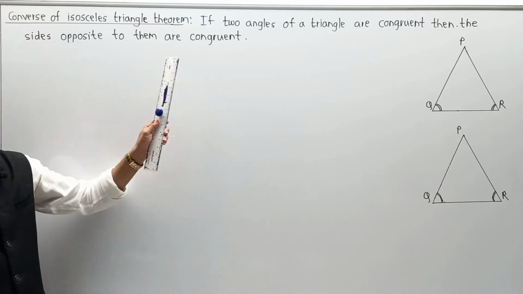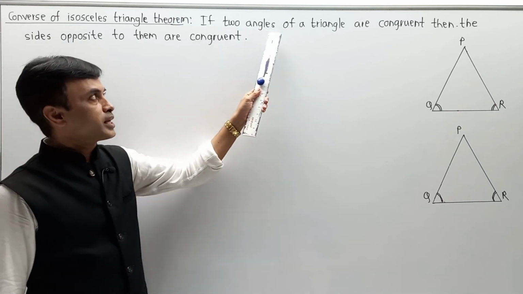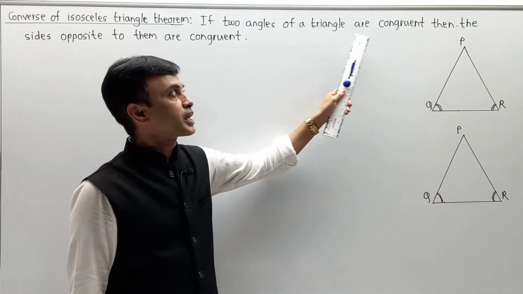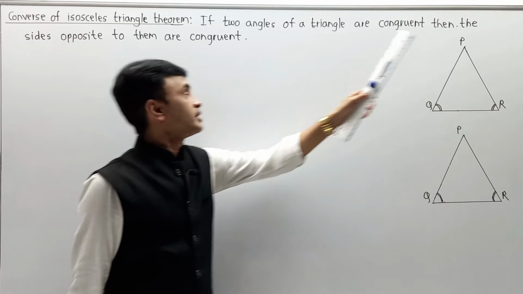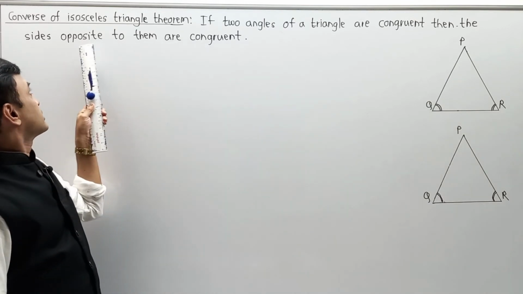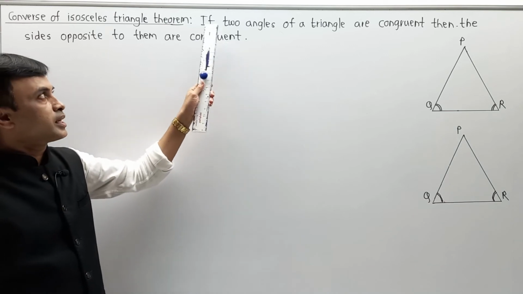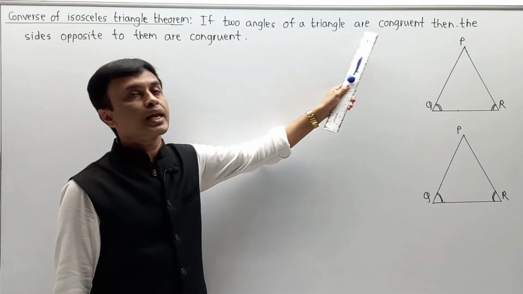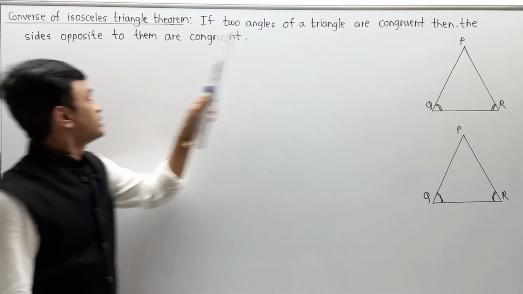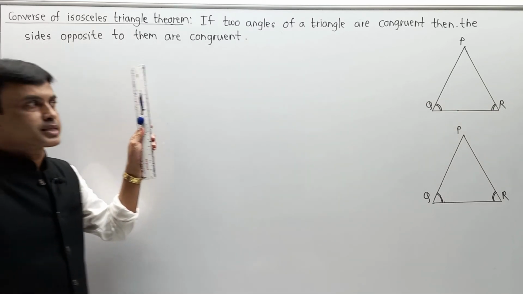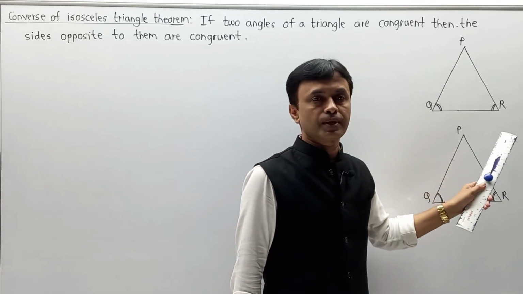Now coming to the statement: if two angles of a triangle are congruent, then the sides opposite to them are congruent. Once again, if two angles of a triangle are congruent, then the sides opposite to them are congruent. What does this statement indicate? Please pay attention over here.